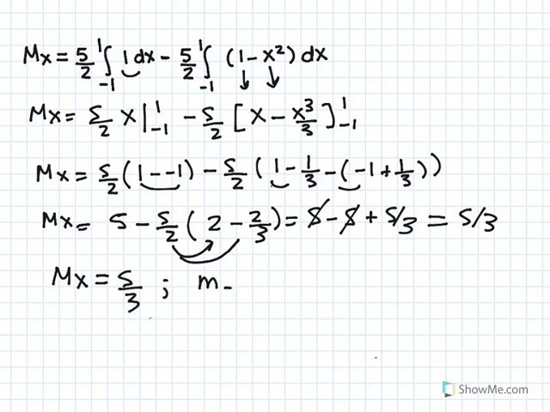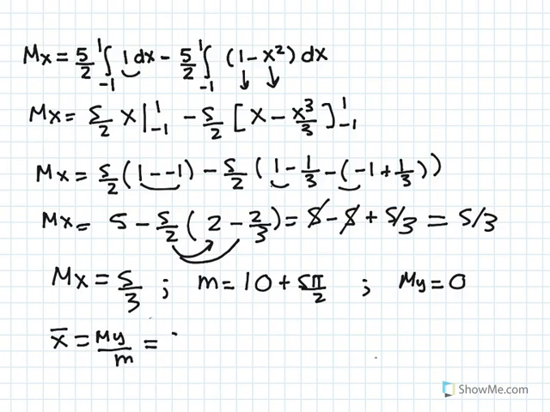The mass of the region is 10 plus 5 pi over 2. The moment with respect to the y-axis, due to symmetry, is equal to 0. So let's calculate the centroid. X bar is equal to M_y, the moment with respect to the y-axis, divided by the mass. This is equal to 0 because the moment with respect to the y-axis is 0.